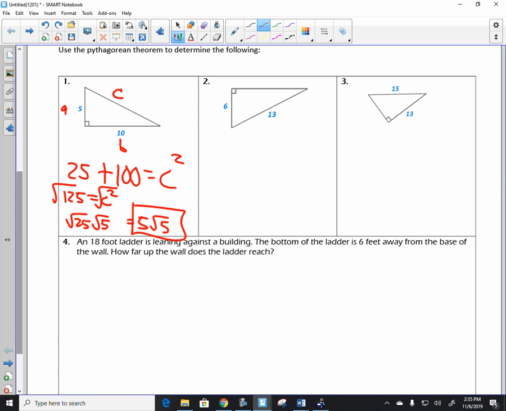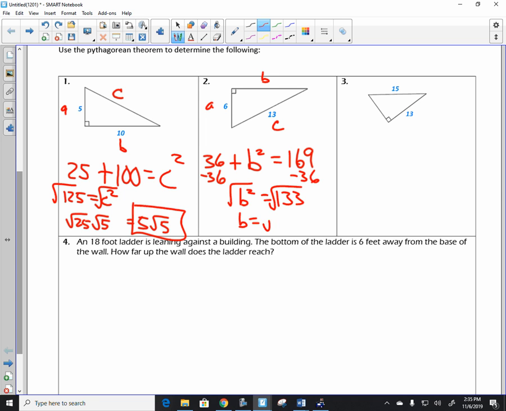Easy money. The next one, which one is our hypotenuse? Exactly, so I label that as C. This is A, this is B. What is my formula? 36 plus B squared is 169. So now, look, the variable is not on that side. It's in the middle. We subtract the 36 over. B squared is equal to 133. We square root both sides. Can you simplify the square root of 133? You may not. You may not simplify the square root of 133.